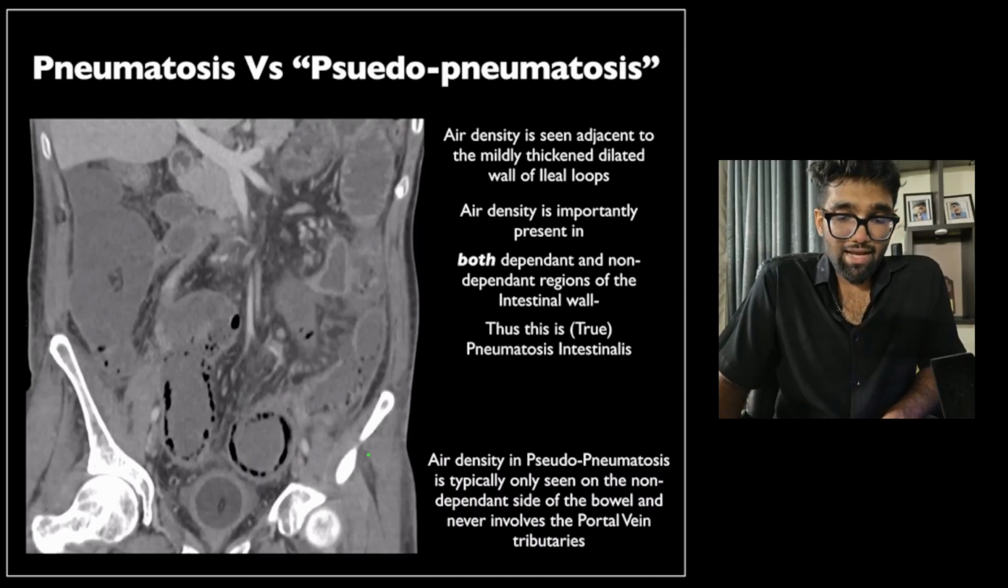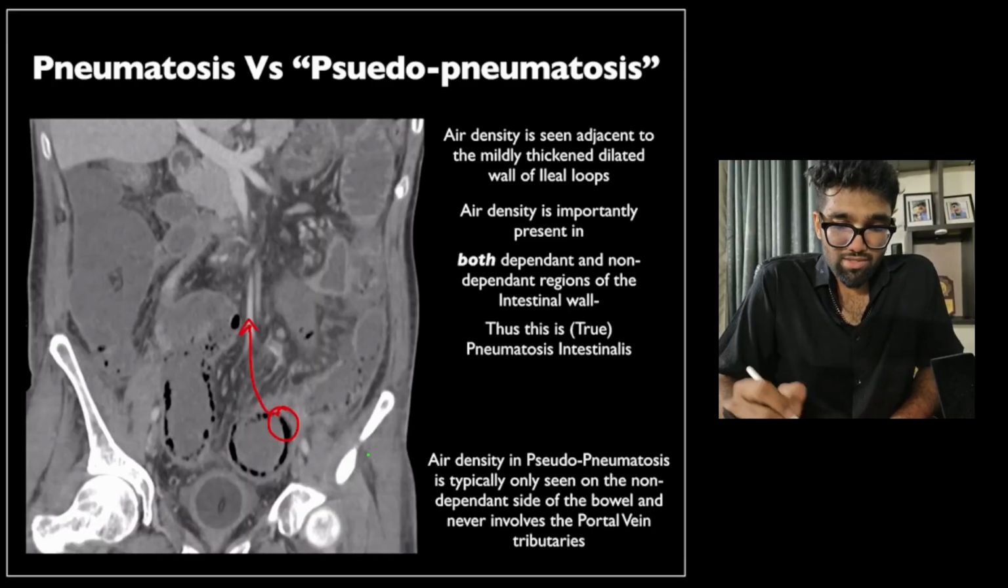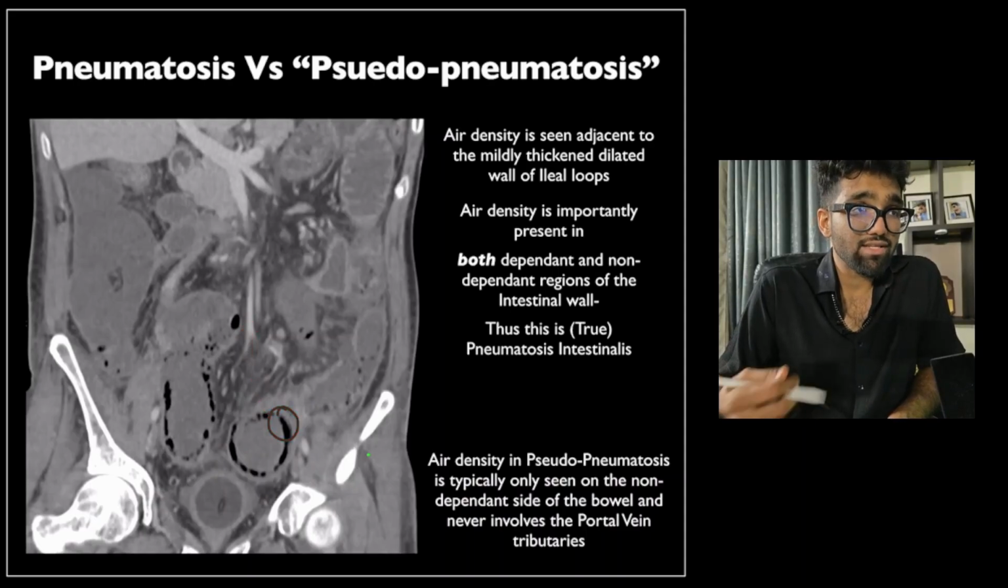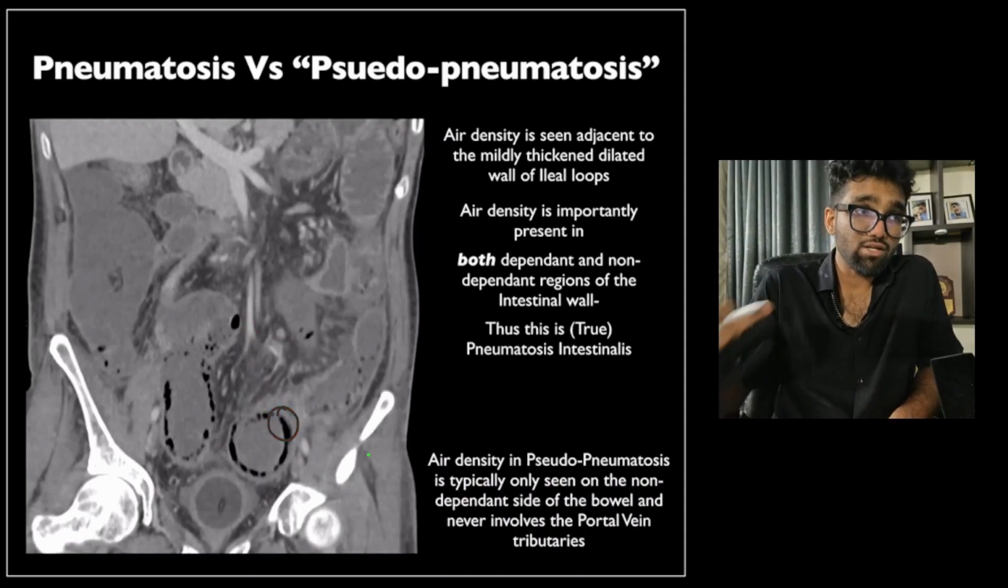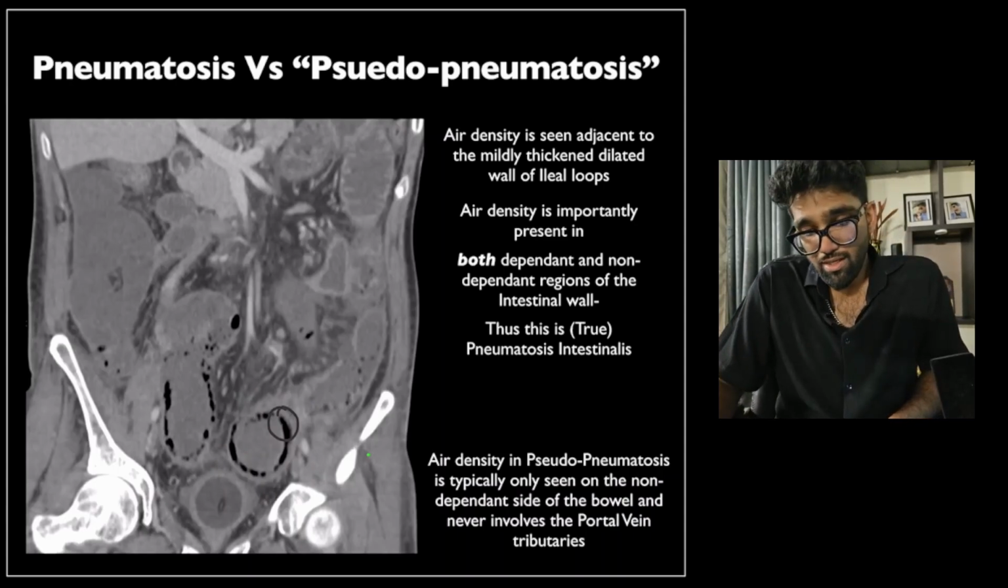Okay, and again another thing is that if this is within the wall of the intestine, it would start extending into the portal veins. So in this particular case, you can't really see that. But once the air has entered the portal veins, that means that obviously it has extended from the lumen of the intestine into the submucosa and from there into the portal veins. So then that is definite pneumatosis intestinalis. It is no longer pseudo. It is definite pneumatosis intestinalis.